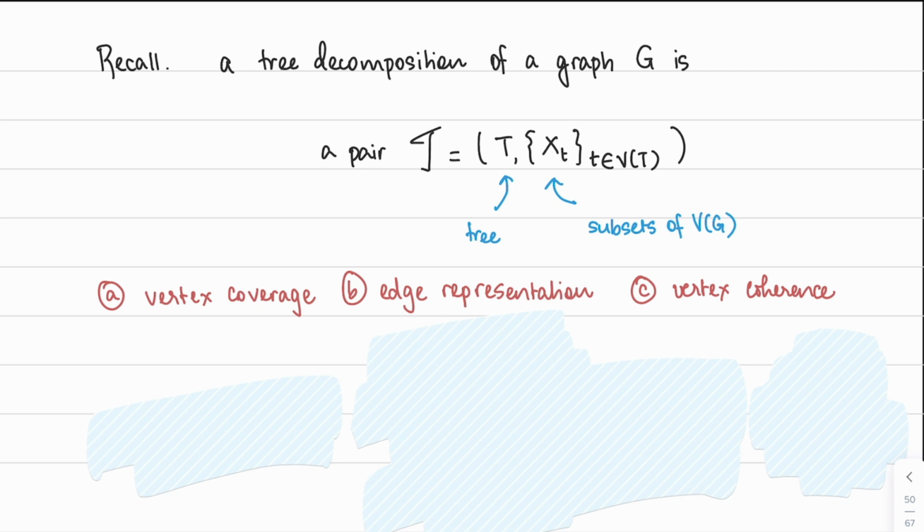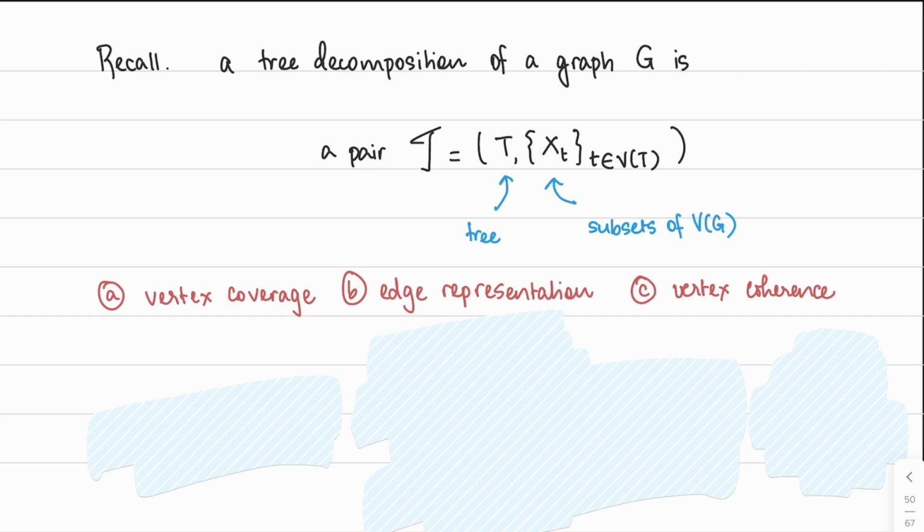And vertex coherence ensures that if you look at all the bags that contain a specific vertex V, then those bags collectively form a connected subtree of the tree T. So those are the three important properties that any tree decomposition must satisfy. And as we have seen, every graph has the trivial tree decomposition, which is just one bag with all the vertices thrown in. Of course, this in most cases is not an interesting tree decomposition.